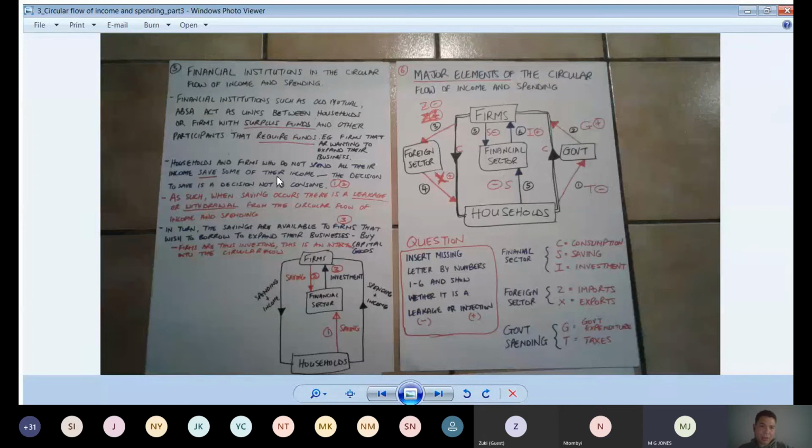Okay, so now I'm going to be introducing your financial institutions. When I'm talking about financial institutions, what am I talking about? It's your Old Mutuals, your ABSAs. These are essentially firms sitting with surplus funds, and they want to lend it out. They want to assist people and firms that want to expand their businesses. Okay, I'm going to switch my camera off now.